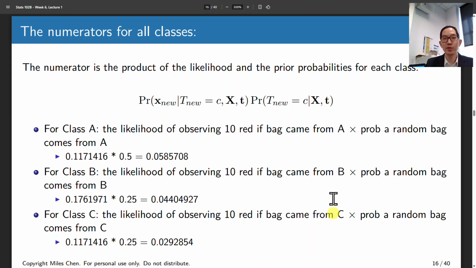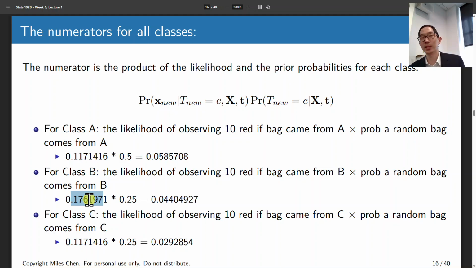So we calculate the numerator, which is going to be the likelihood. This is found using the binomial probability, times the prior, and this is just using basically the proportions of the labels. So I'm going to take my likelihood for getting 10 red marbles from a factory that has a 60% filling rate of red, multiplied by the prior probability of 0.5, and I get 0.0585. And then for class B, the likelihood was 0.176.